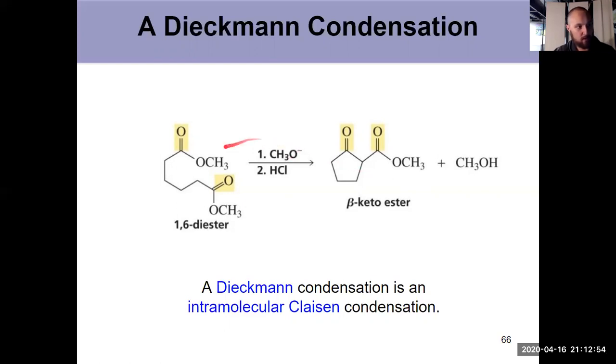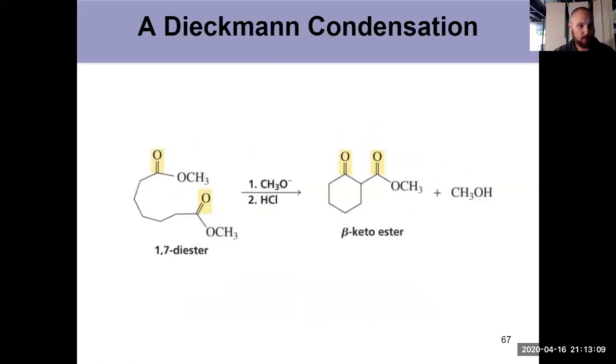Base is the leaving group from your ester. You have to start with a diester for a Dieckmann condensation. Then you hydrolyze it, form your beta keto ester. 5-membered or 6-membered rings only. So here, we see a 1,7 diester. We form a 6-membered ring.